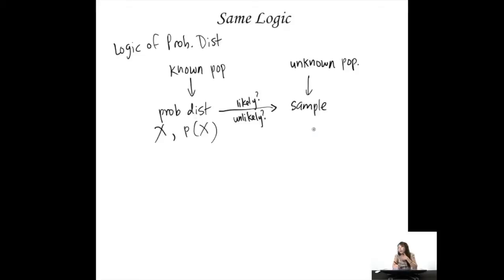We get samples from unknown populations and we compare them and say, is it likely? Is it unlikely? So same underlying logic. The differences are going to be in this step: how we generate is going to be different. And how we judge whether it's likely or unlikely, this step is also going to be a little bit different in terms of the nitty-gritty, like how we actually do it. But the concept is the same. We have this known stuff, we have this unknown stuff. We compare the unknown stuff to the known stuff. Ta-da!